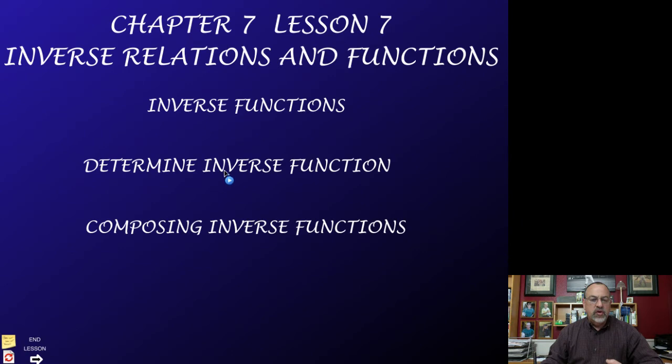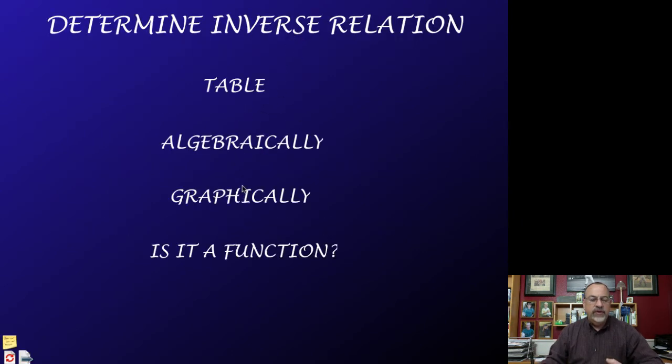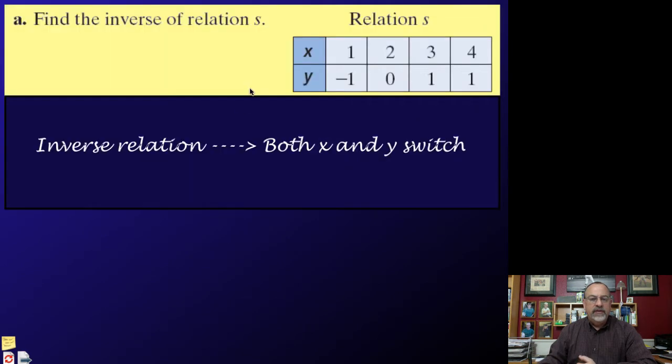Now, let's talk quickly: how do we determine the inverse of a function? Well, we can do it three different ways: by looking at a table, algebraically, and graphically, and then we want to know, is the inverse a function? We'll cover a table and algebraically very quickly. If we understand what an inverse is, an inverse relation is where we simply switch the x values with the y values. So if I'm given a table with these x values and these y values, the inverse relation will simply be swapping the position of each of these values.